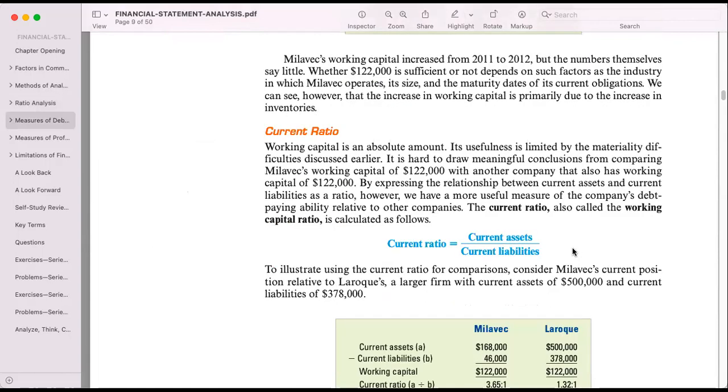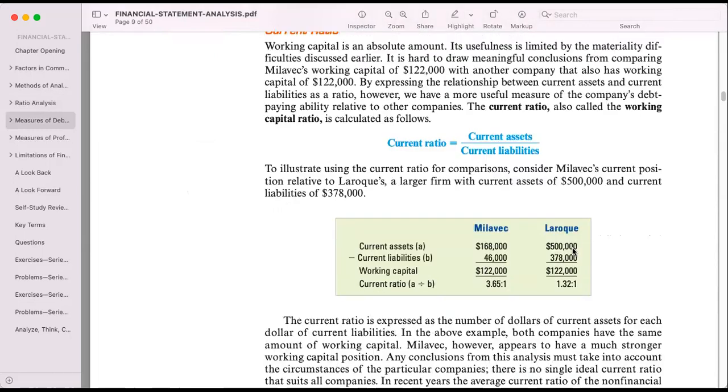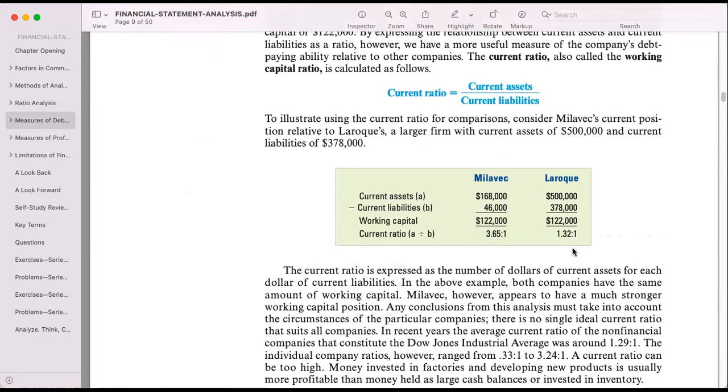So we have first the current ratio. Current ratio is equal to current assets over current liabilities. So what does the current ratio want to interpret? The current ratio is expressed as the number of dollars of current assets for each dollar of current liability. So it is how many current assets there are that can pay the current liabilities the company also has. So it is expressed as the number of dollars of current assets for each dollar of current liabilities.